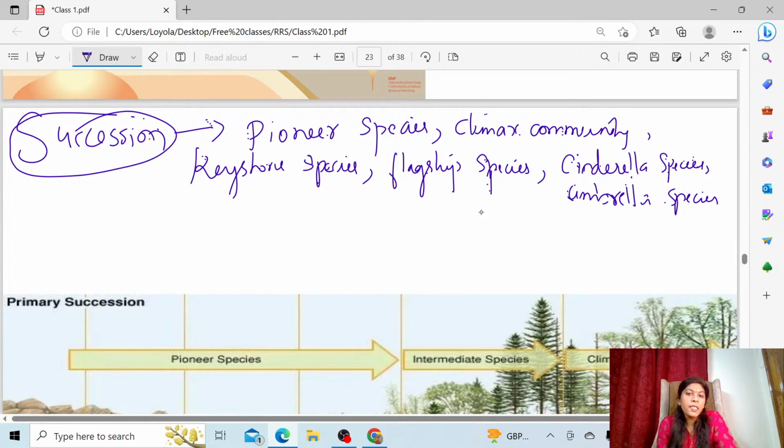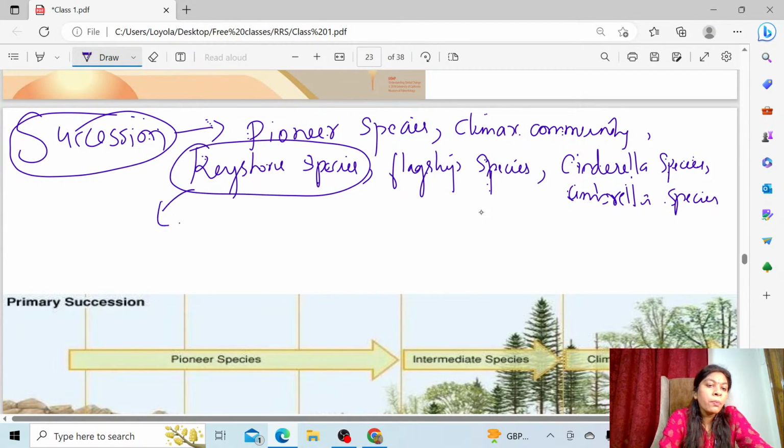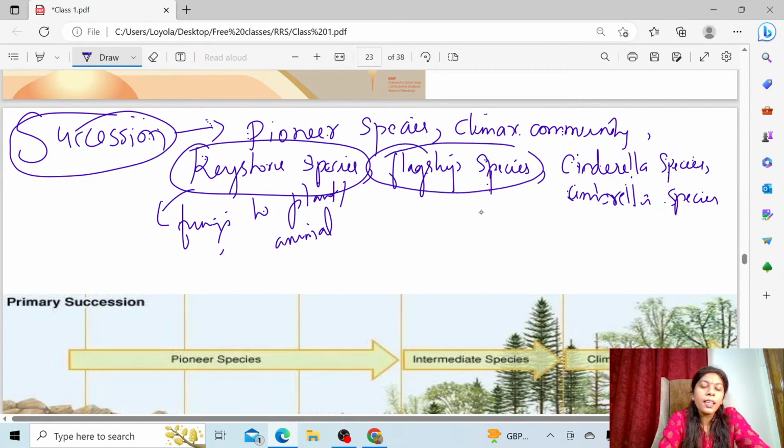Sometimes a keystone species can be a flagship species also, but not all keystone species are flagship species, because a keystone species can be anything, from fungi to a plant or animal. But here only the big animals are considered flagship species. Okay, gigantic animals. Then you come to Cinderella species.